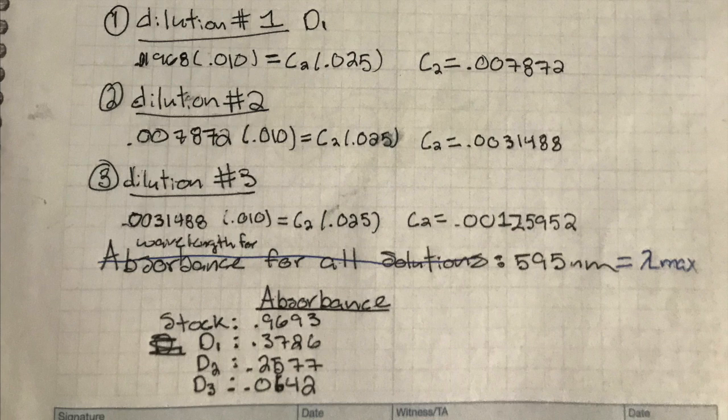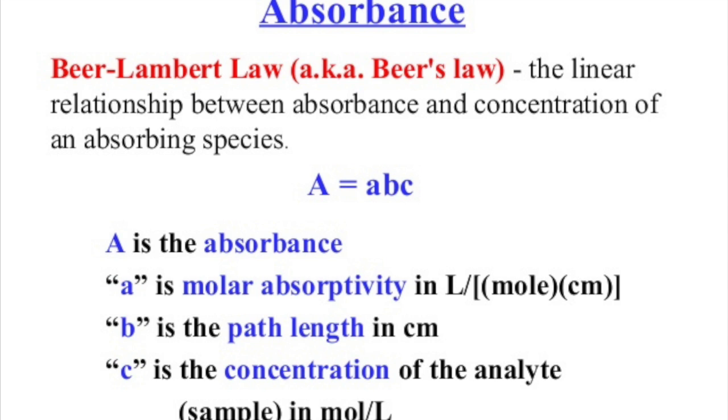Remember to write down the absorbances for all of your dilutions in your lab notebook. After collecting all your data from the spectrophotometer, you should be able to confirm your findings using the Beer-Lambert's law.